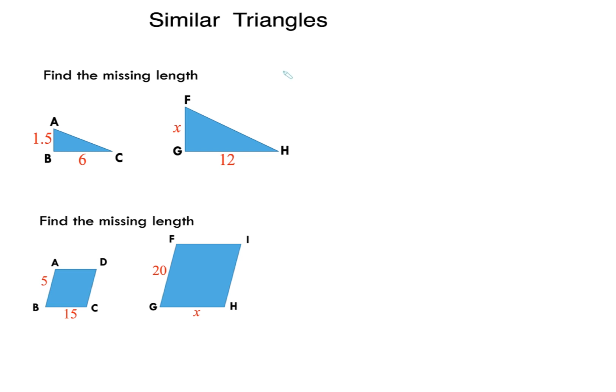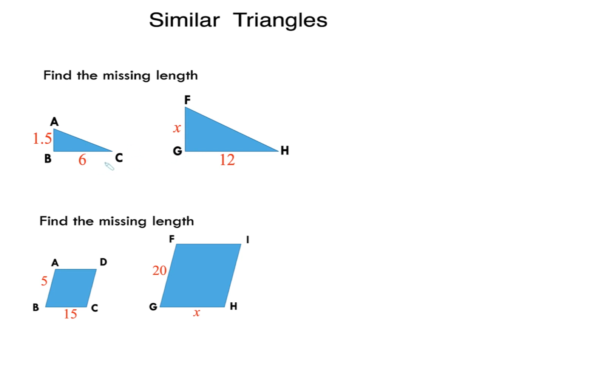Today we're going to look at geometry problems, and we're going to look at similar triangles. Similar triangles are two triangles that are the same shape, they're both triangles, but they are proportional in size, meaning one triangle is bigger than the other. So if we look here, ABC is my small triangle and FGH is my bigger triangle. But they are both the same shape.